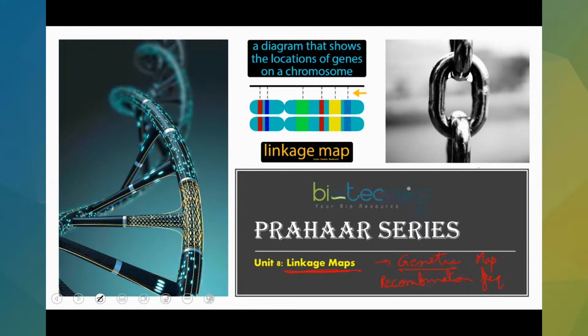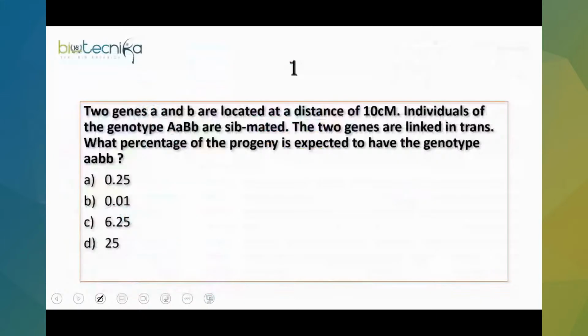So that's why, taking the entire gene mapping subunit together, I have further broken it down. Today we will have linkage map related questions, and next time we will talk about molecular marker based questions, which is a way of physical mapping, right? So let's get started here. First question: two genes A and B are located at a distance of 10 centimorgan.